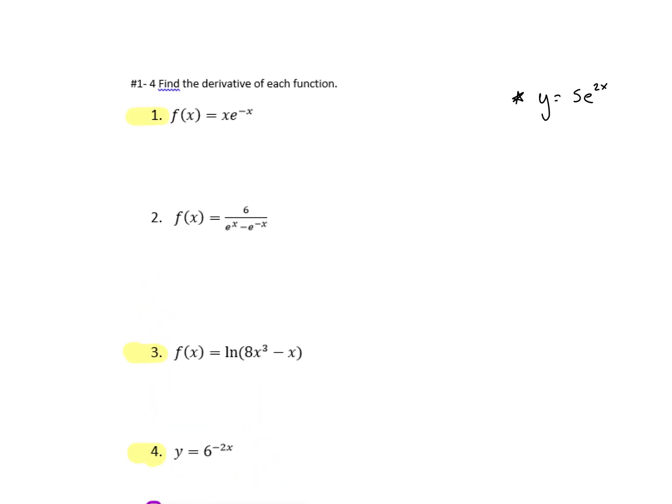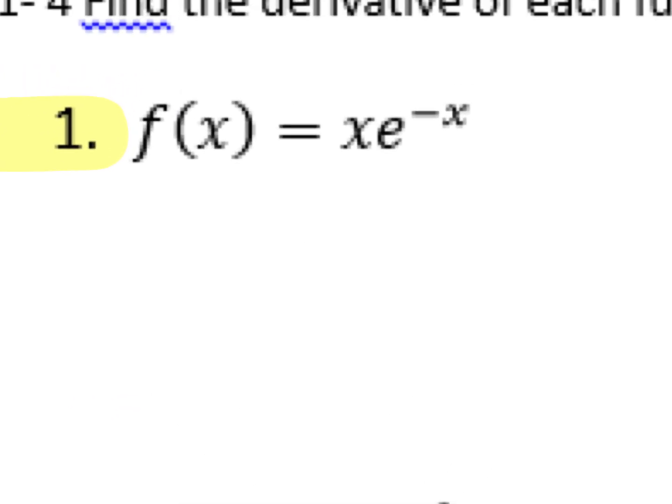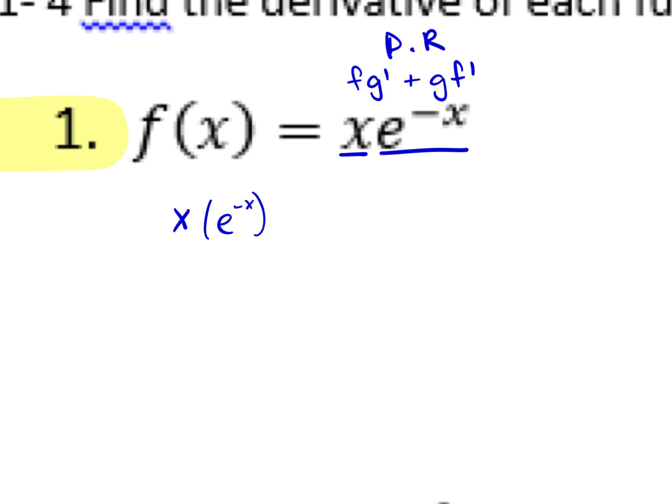Next page, we're finding the derivative. So for number 1, we have to use the product rule because we're multiplying here. So this is our first and our second. So the first would be x. I'll write it here. Product rule is first times the derivative of the second plus the second times the derivative of the first. So our first is x times the derivative of the second, which would be e to the power of negative x, times the derivative of the exponent, so times -1, plus the second, which would be e to the power of -x, times the derivative of the first. What's the derivative of x? 1.